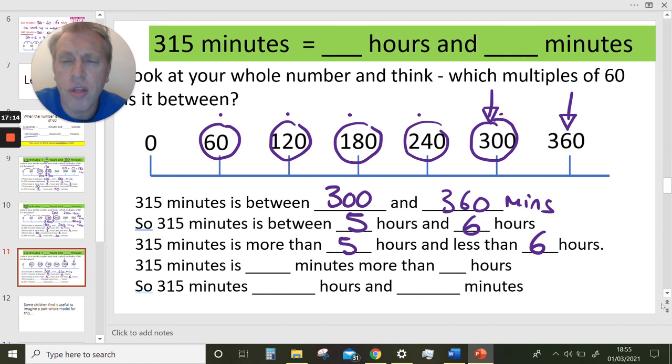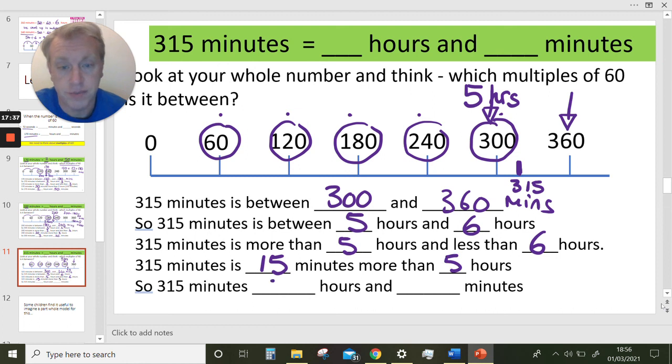Now, do you remember 315 would be here? So we'd say it's 300 minutes, which is 5 hours, plus 15, because it's 15 minutes more than 5 hours. It's 5 hours and 15 minutes.